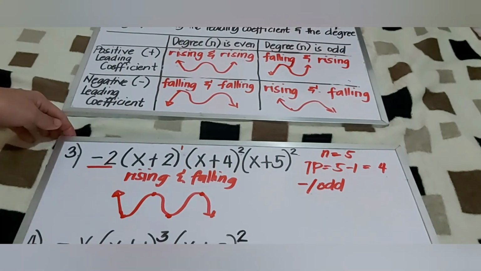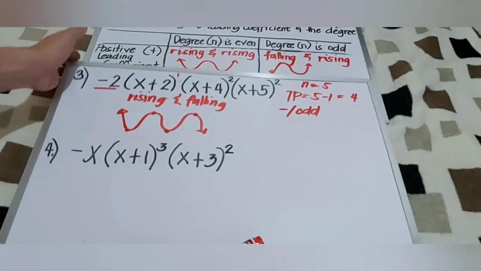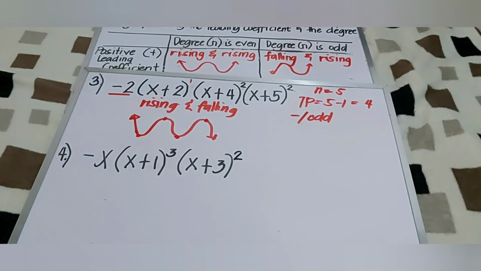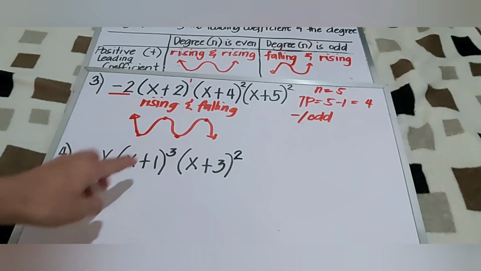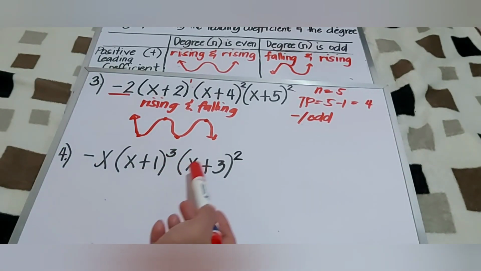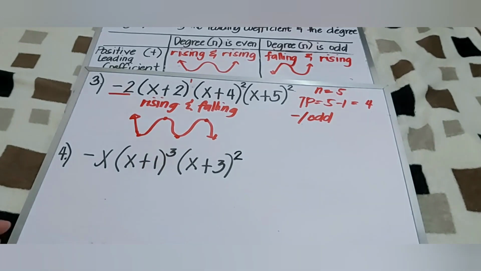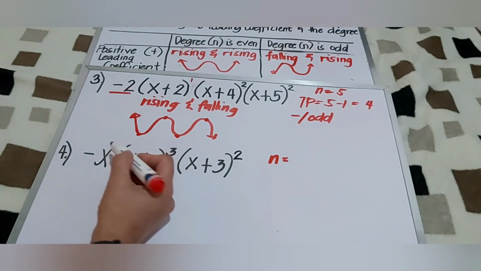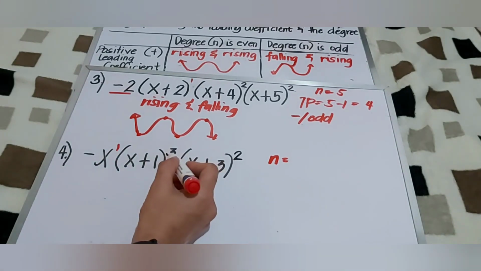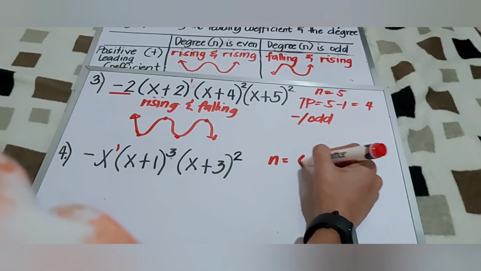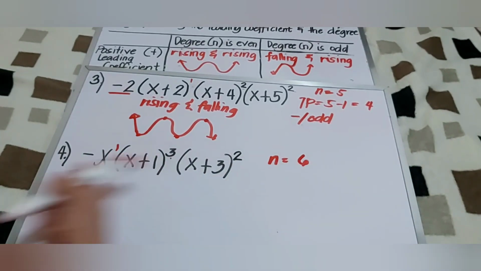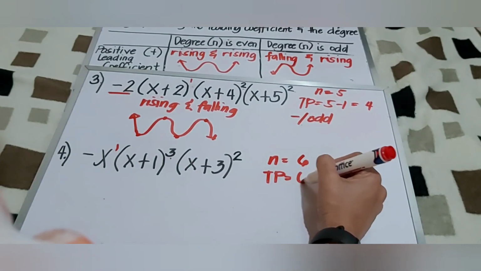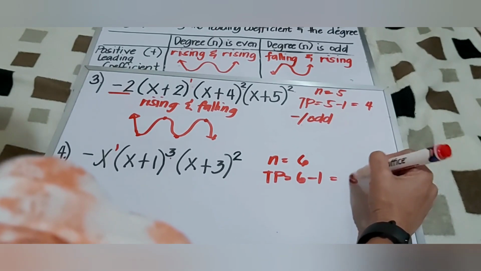Now, example number 4, let's have this. In this case, we have x plus negative x times x plus 1 cube times x plus 3 squared. Now, ano ang ating degree sa given problem na to? Again, we have here 1 plus 3 plus 2. That is 6. So, the degree of this is 6. And for the turning point, 6 minus 1, that is 5.